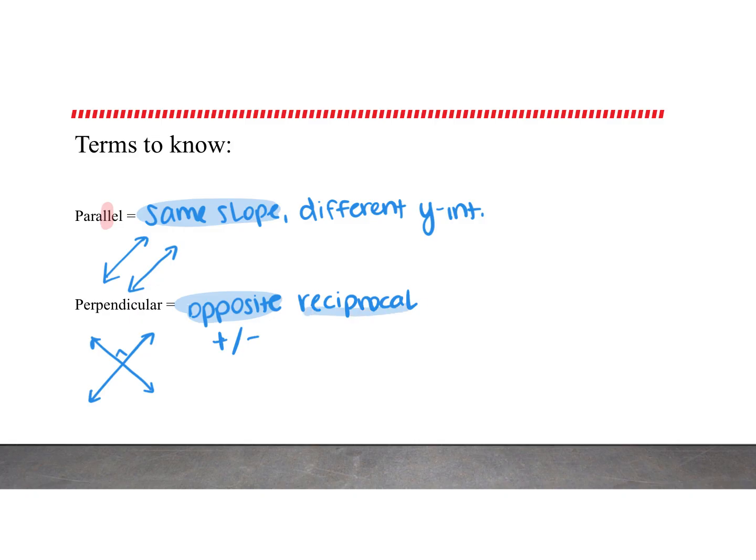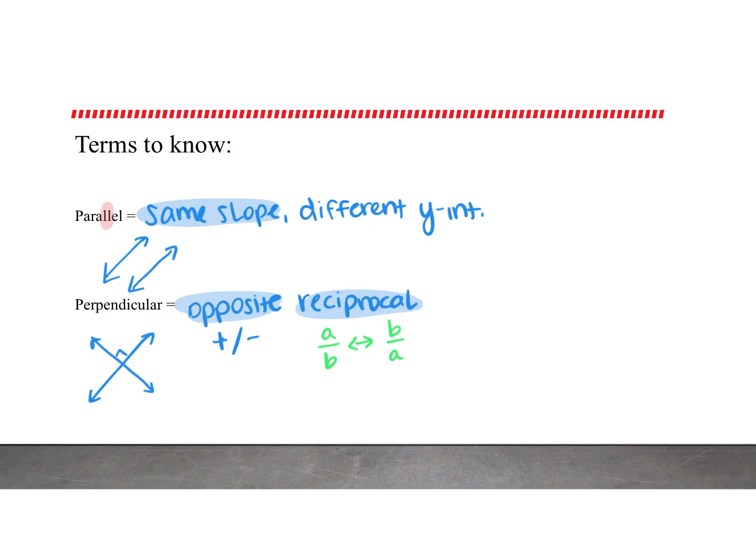Reciprocal, that piece of it, means that because we are at this perfect 90 degree, one of them has a slope, we'll call it A over B. Reciprocal means B over A. So they are the complete inverse, top and bottom, of each other, and they have the opposite sign. You need both of those pieces for something to be considered perpendicular.